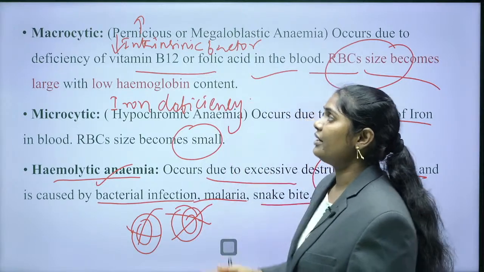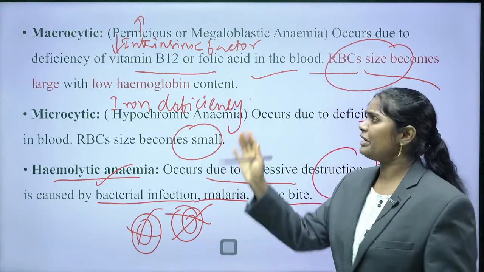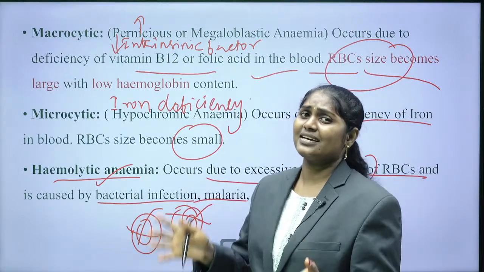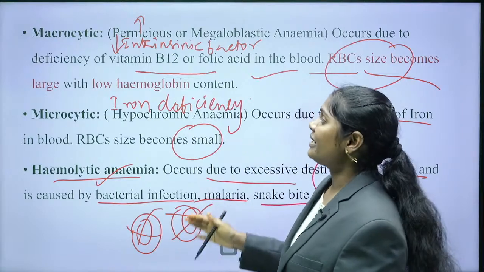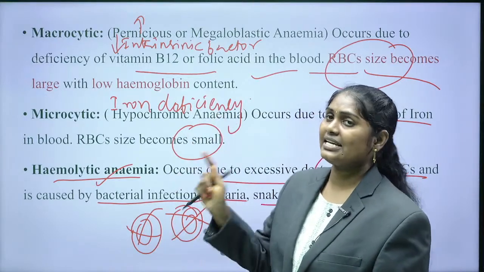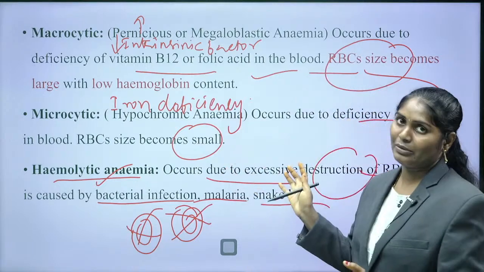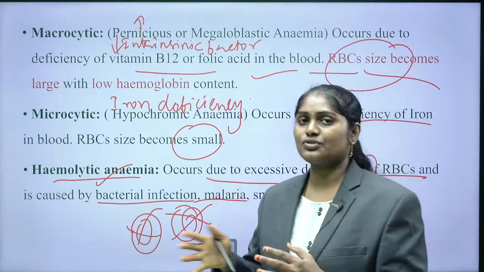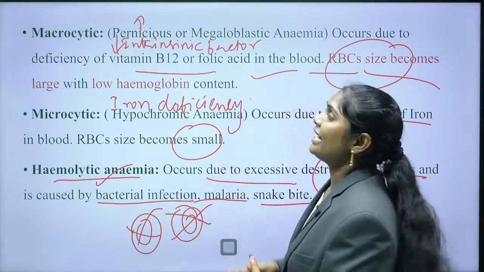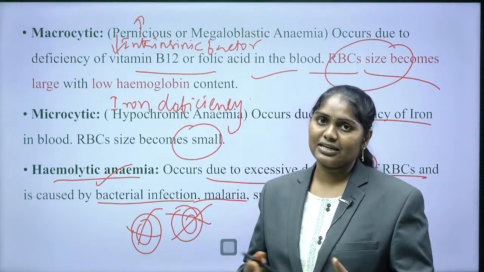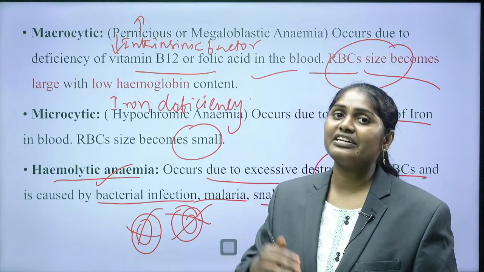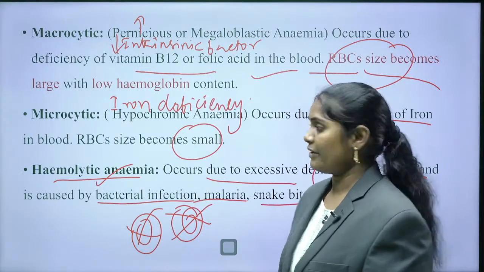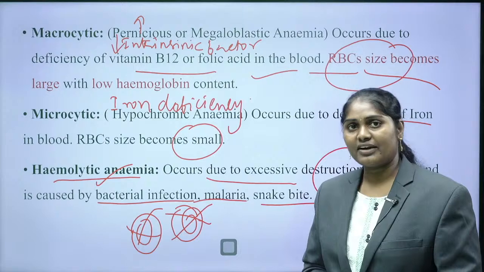Very important: people will confuse macrocytic, megaloblastic, pernicious, thinking all are the same, cell size is increased. But what is the difference? Normally macro means increase in size, which is seen in two conditions, pernicious and megaloblastic. Pernicious means especially deficiency of intrinsic factor, that leads to deficiency of vitamin B12. Megaloblastic anemia means increase in cell size, along with deficiency of vitamin B12 or folic acid through diet. Microcytic anemia means deficiency of iron.